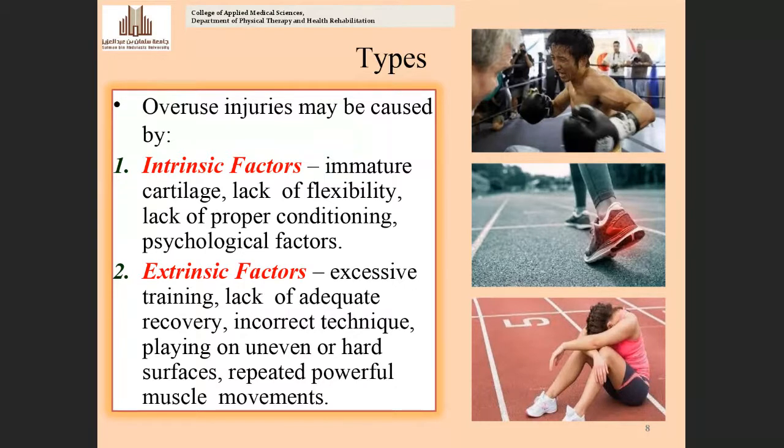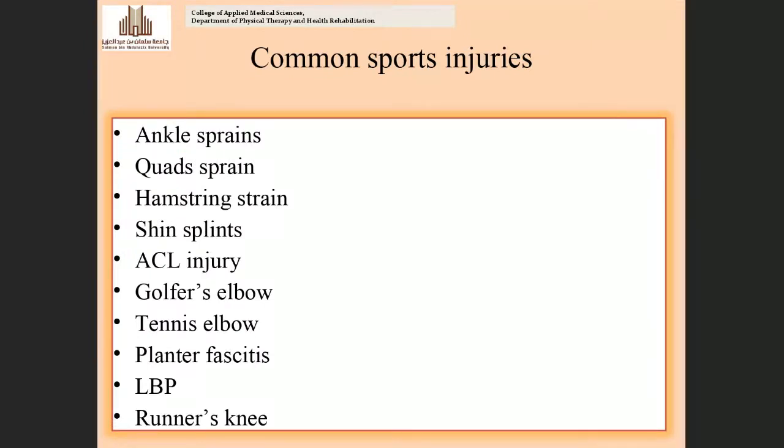Or incorrect techniques. For every game, there are certain techniques, so you have to follow the particular technique. If you're not trained under a proper coach or therapist, there are chances of injury to the structures. Playing on uneven or hard surfaces. The playing surface is also very important. And repeated powerful movements, that is, continuous strong contraction of the muscles. So these are the causes of extrinsic factors.